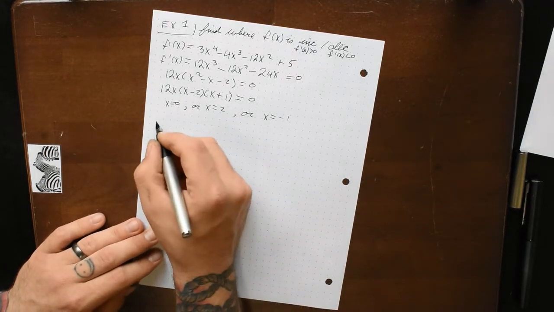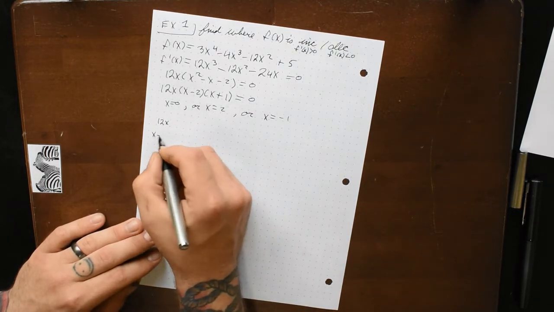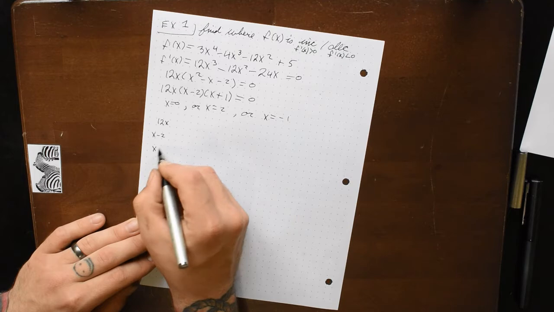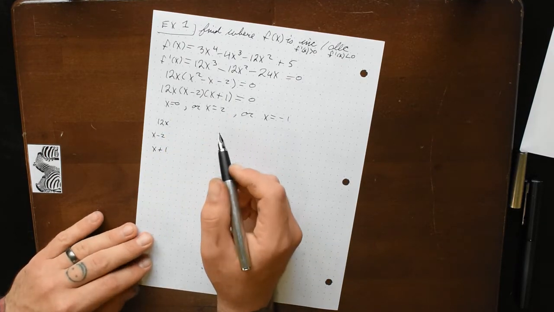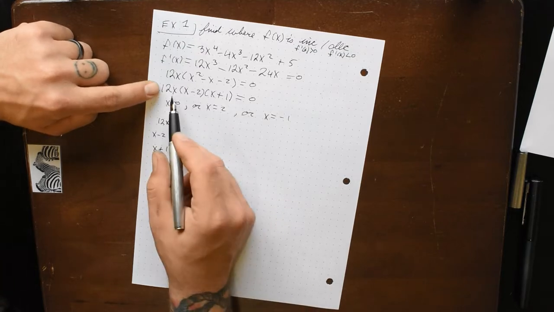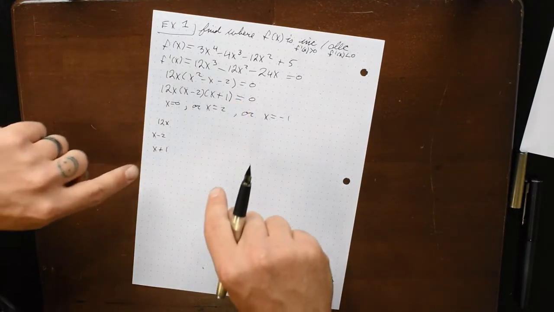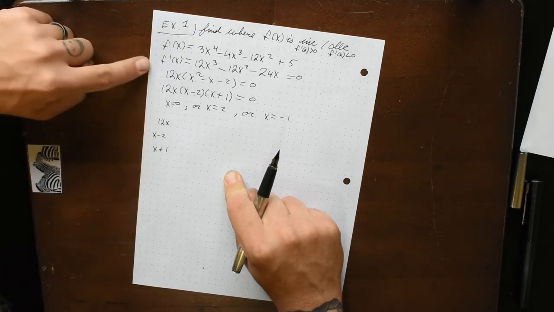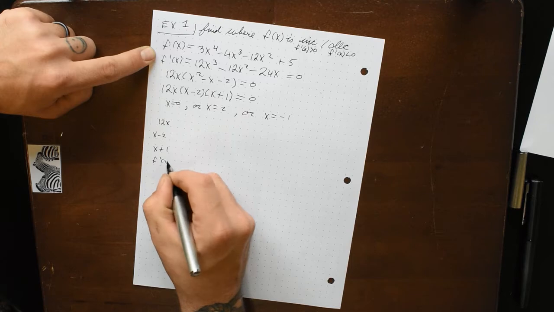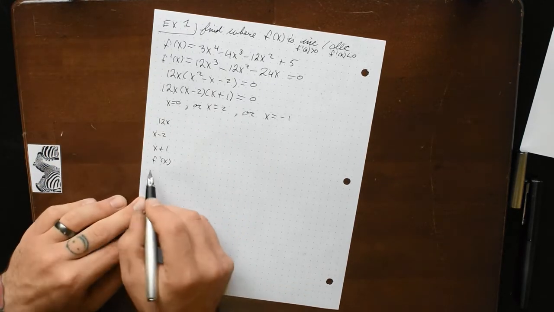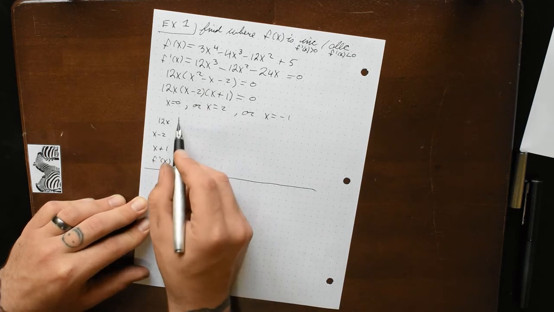I'm going to put 12x, I'm going to put x minus 2, and I'm going to put x plus 1, and I'm going to put their entire product. Now, instead of writing 12x times x minus 2 times x plus 1, because that's going to take up this much space right here, this thing is the derivative. So I'm just going to call it f prime of x. So we're making a table.